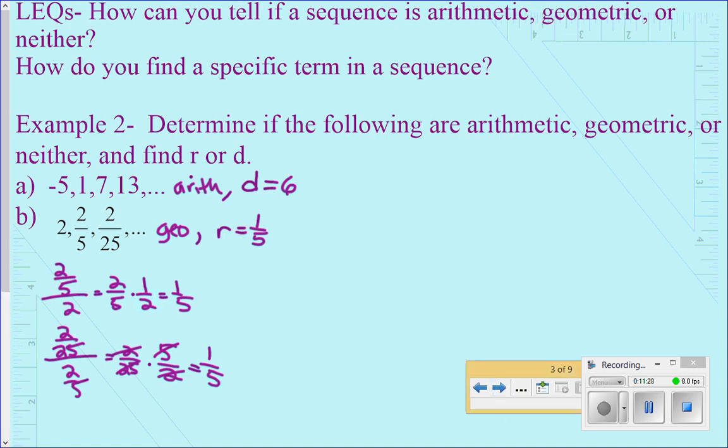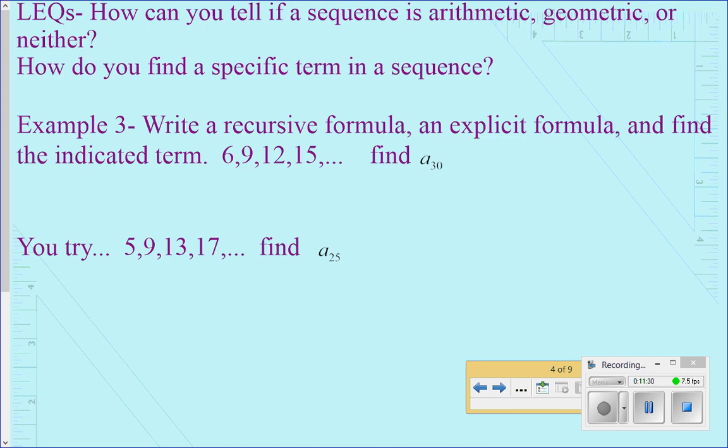Okay, next. So here in this problem, you want to copy that in your notes, but here we're talking about recursive formula and explicit formula. So I need to give you those. Today we're going to focus on just the recursive and the explicit for arithmetic. So let me give you those.